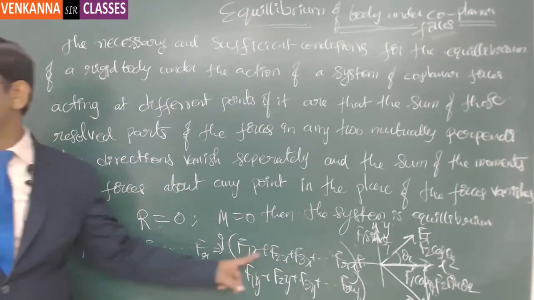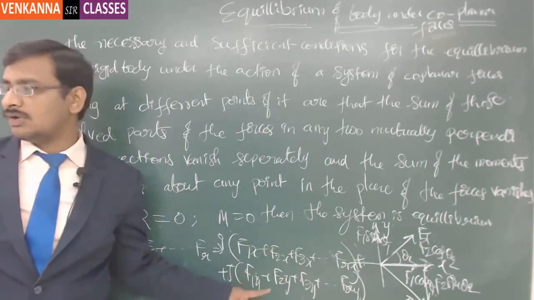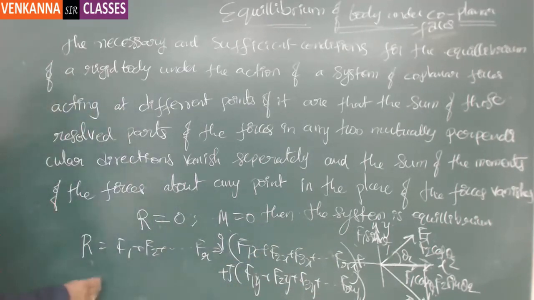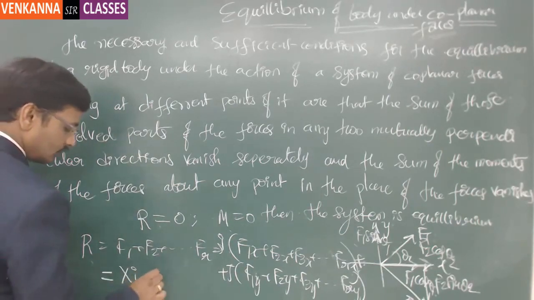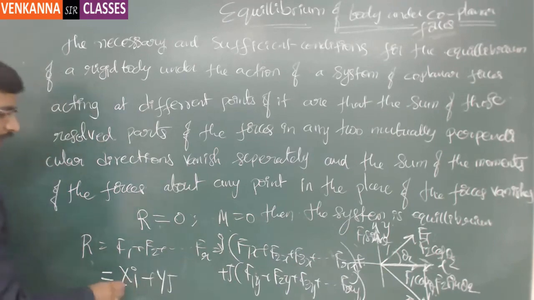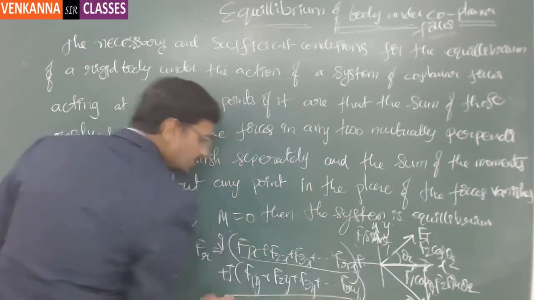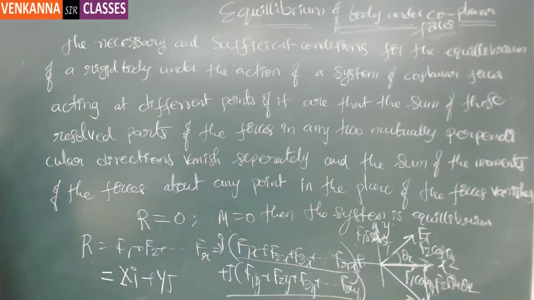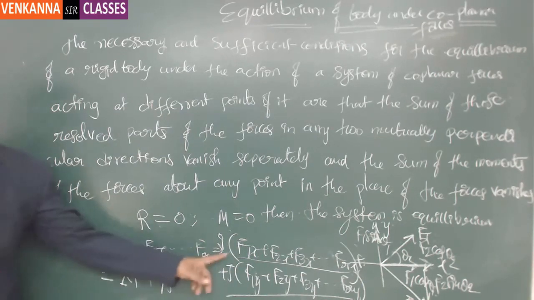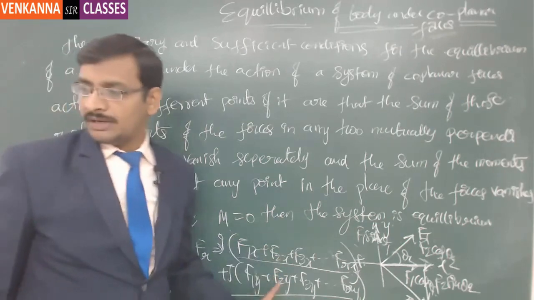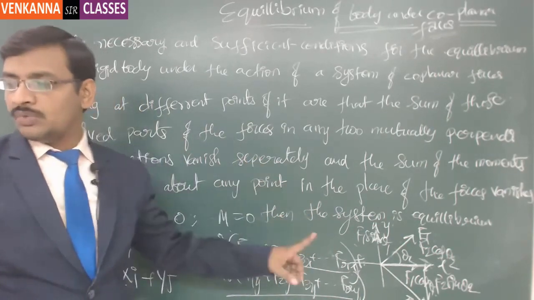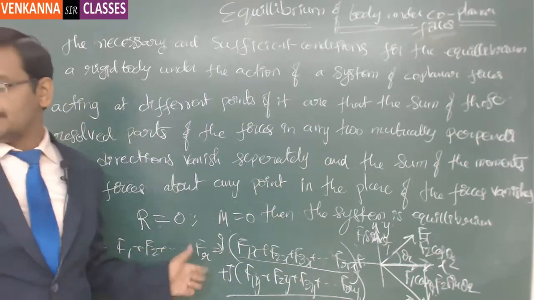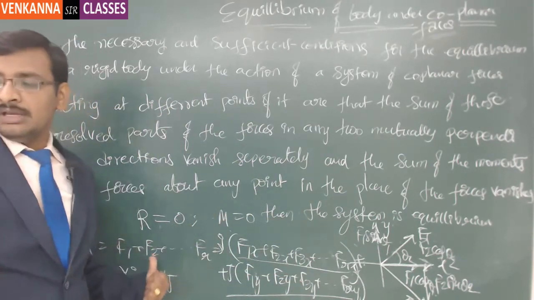Now individual components are added along the x-axis, individual components are added along the y-axis, and this can be replaced with capital X into i plus capital Y into j, where capital X is this one and capital Y is this one. Got it? Now, if the system is under equilibrium condition, after dividing this into x component and y component, X has to be equal to 0 and Y has to be equal to 0. Then only we say that the system is under equilibrium condition. So this is only for the assurance of the linear equilibrium.